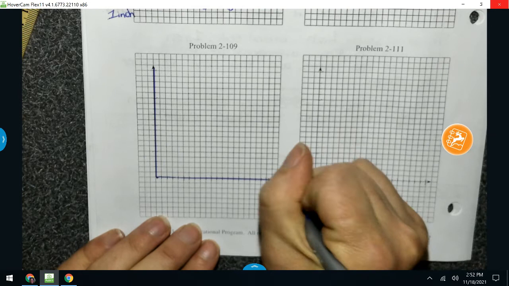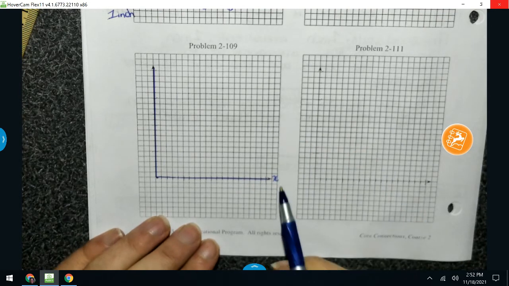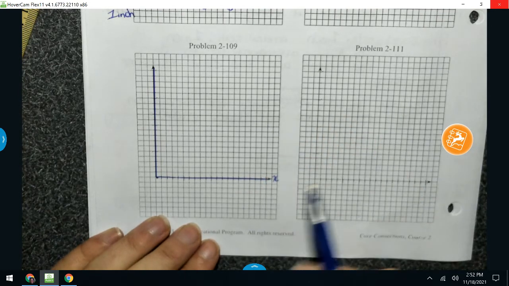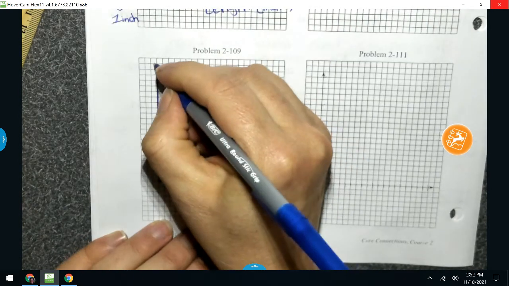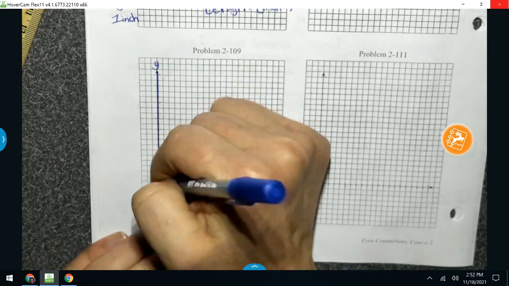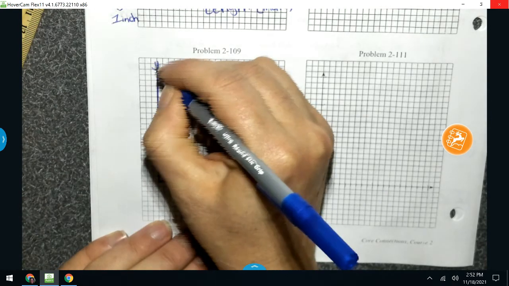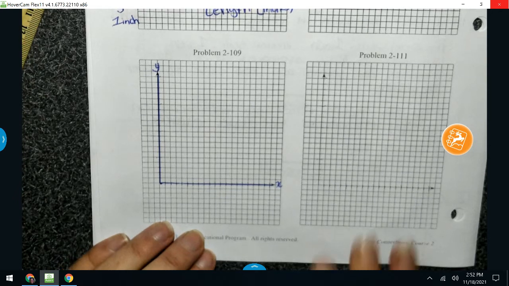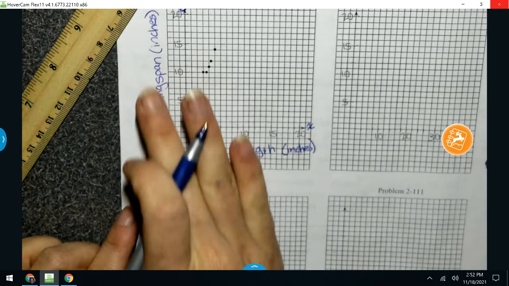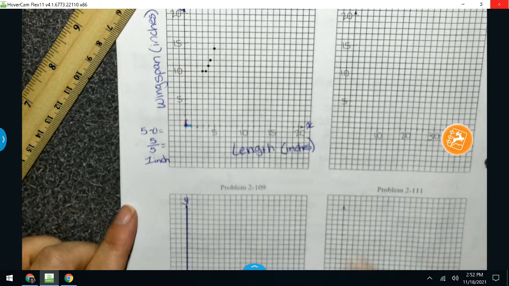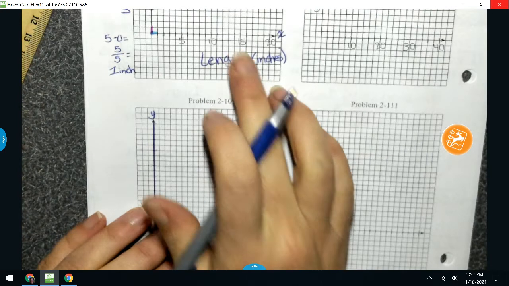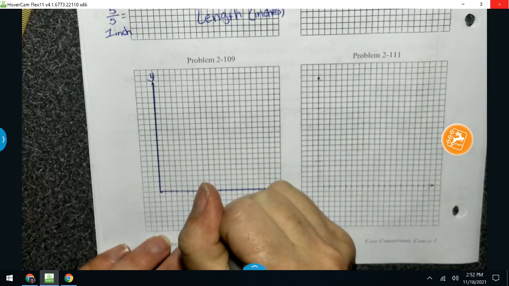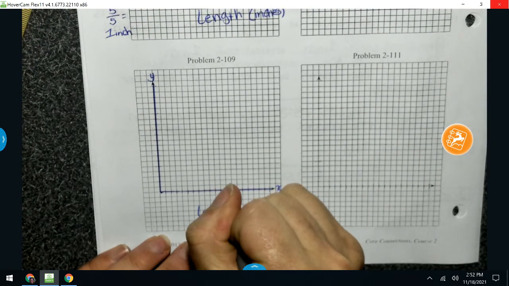So I'm going to label my x-axis, and this is my x-axis because it's short. And then I have my y-axis right here, and I think of it because I have this long part right here, and it has a long tail. So that's my y-axis. I'm also going to label it like we had right here. For this one, we have length in inches. That's going to stay the same.